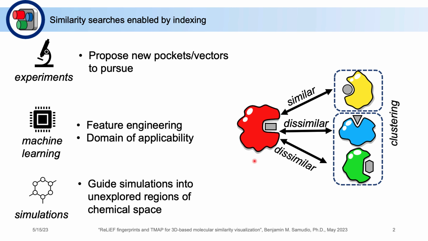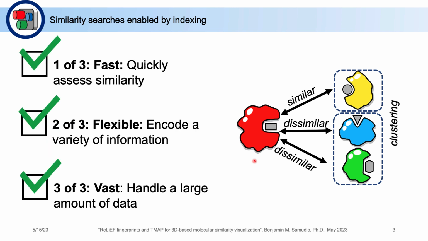If we had this capability, then for experiments, for example, we could propose new pockets or vectors to pursue. In machine learning, this could help with feature engineering and delineating the domain of applicability, and in simulations this can help guide them into unexplored regions of chemical space.